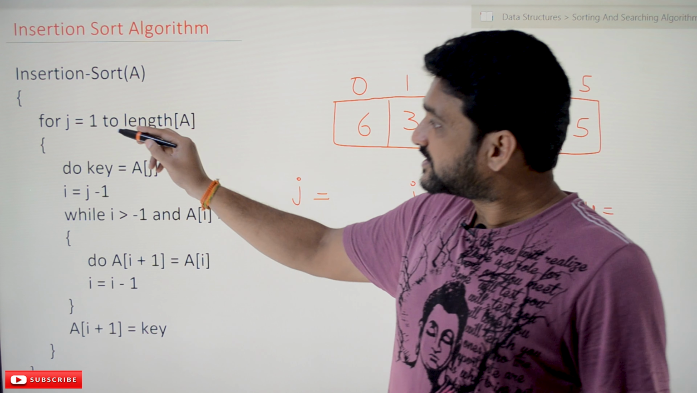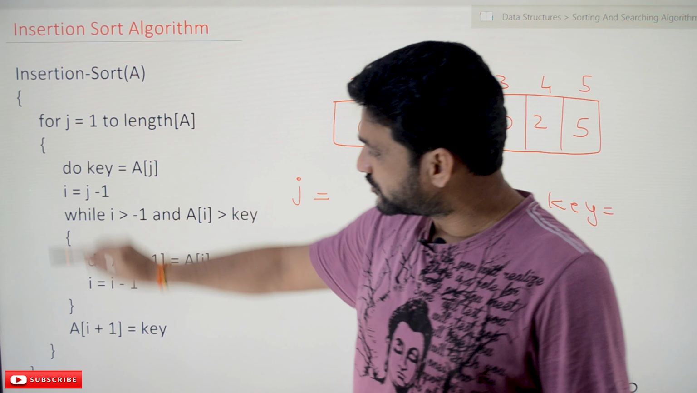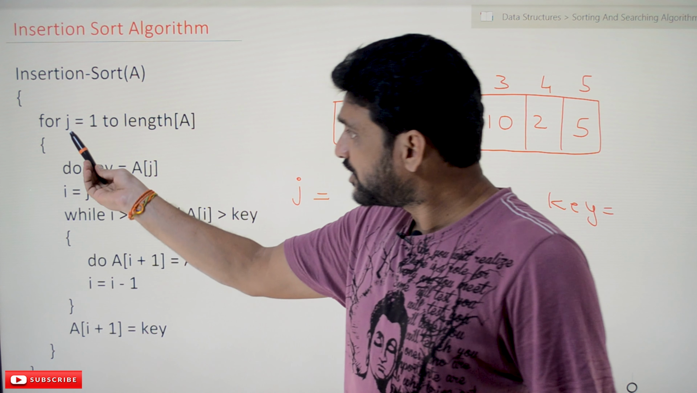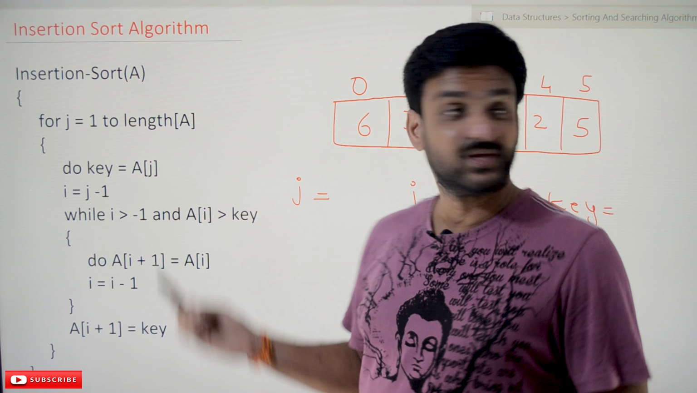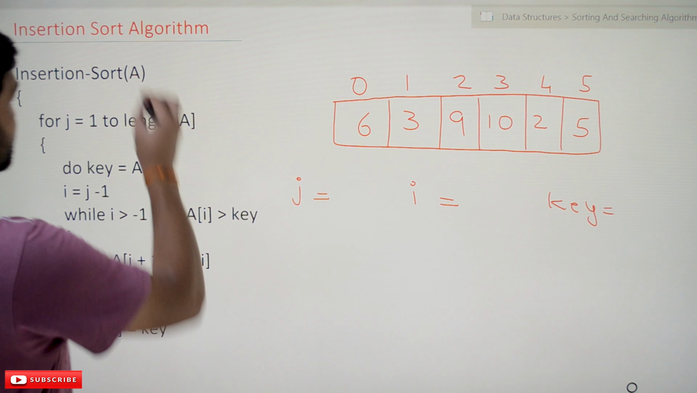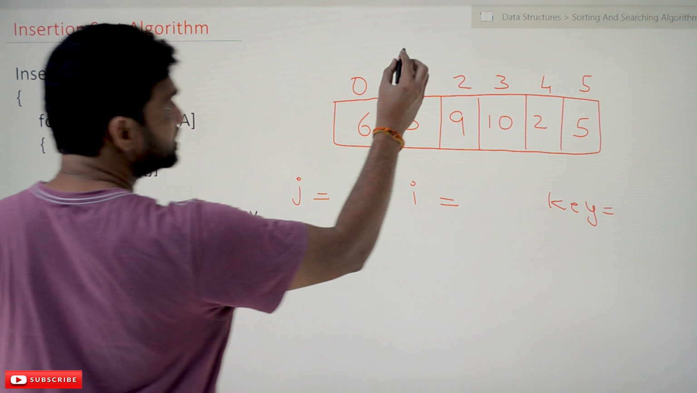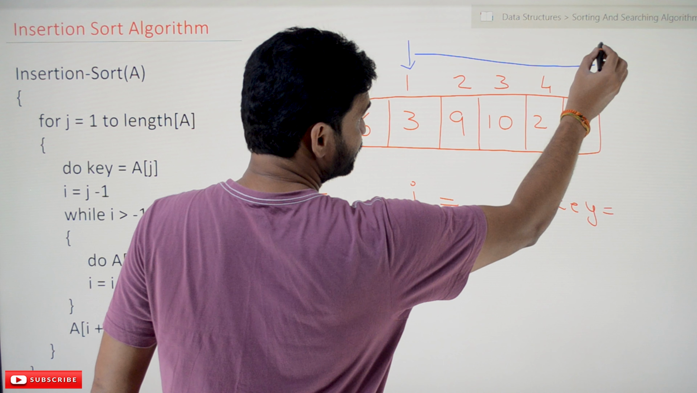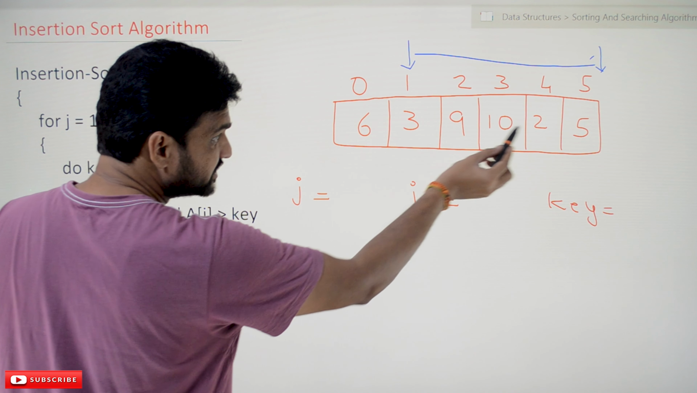Okay, so now this algorithm has the outer loop, which is the for loop. This is where the for loop is, and this is the range of the for loop. How this for loop works is it starts from j is equal to 1 to length of array. For example, if you take this example, here we have 6 elements. So it is going to start from j is equal to 1, and till the end of the array it is going to iterate. It means that it is going to work on all these elements.